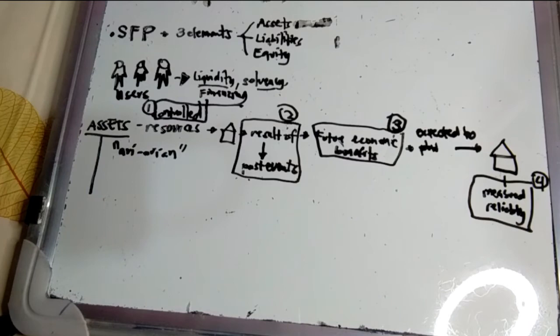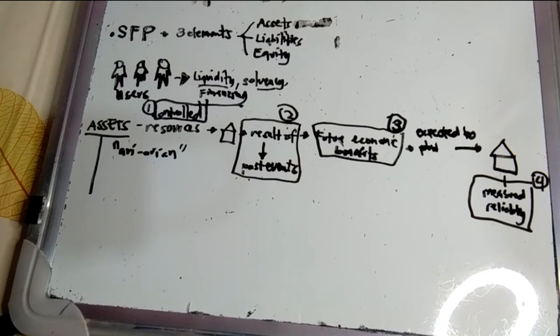Parang crush nyo lang yan, for example. May crush ka. Ano yung mga katangian ng crush mo? Mayaman ba siya? Gwapo ba siya? Mataba ba siya? Matalino ba siya? Yung mga ganun. Meron ba siyang maraming ari-arian? Ayan. So, let's go to classification of assets.